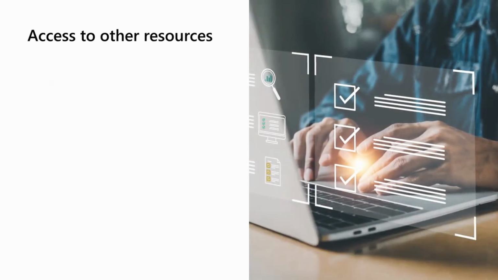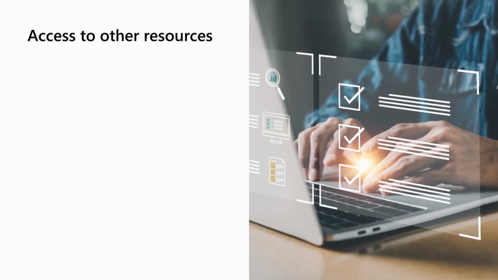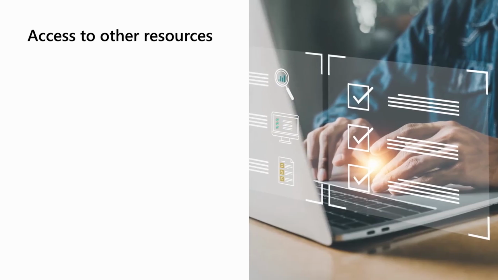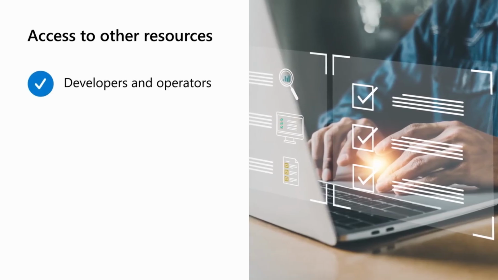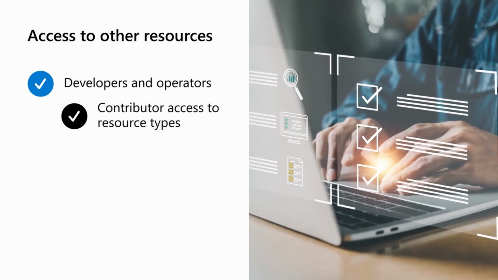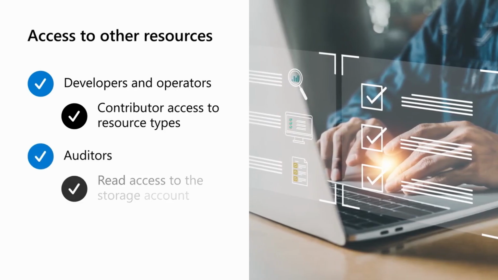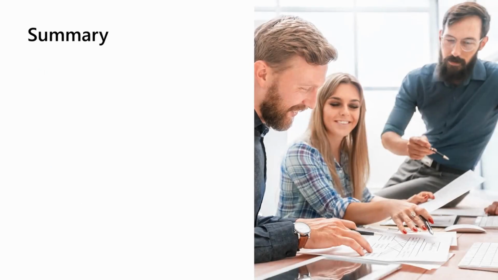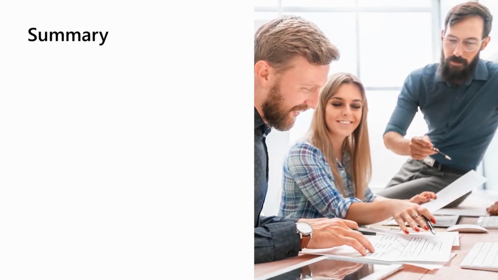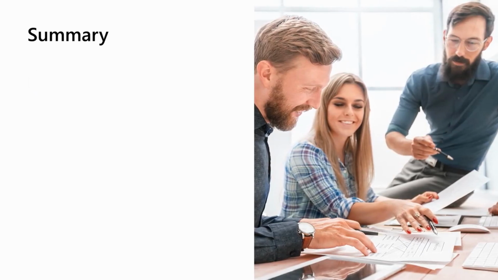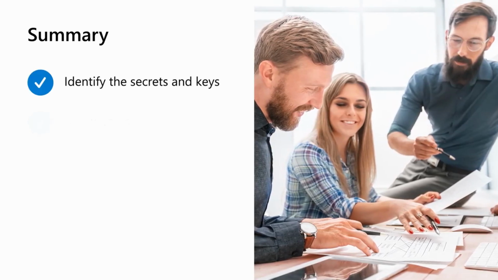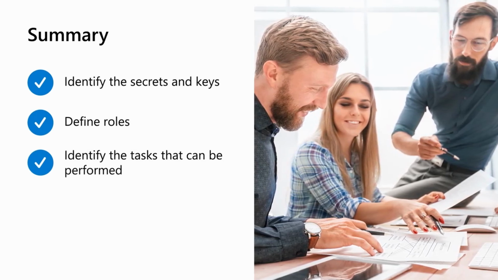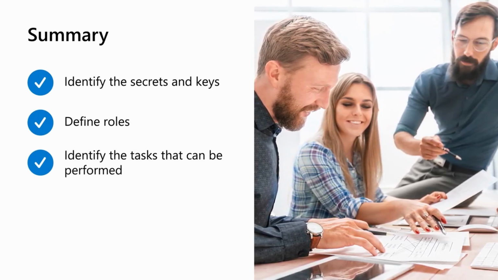Along with the Key Vault permissions, the roles need access to other resources. For example, to deploy virtual machines or the web apps feature of Azure App Service, developers and operators need contributor access to those resource types. Auditors need read access to the storage account where the Key Vault logs are stored. In this video, you learned how Azure Key Vault is used through an example. You learned that you should identify the secrets and keys first, define the roles, and identify the tasks that can be performed by these roles for controlling access to application keys and secrets.